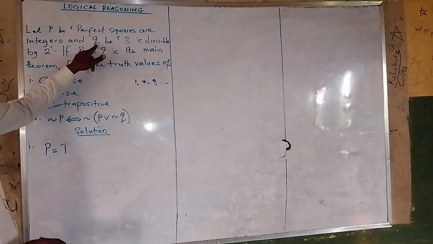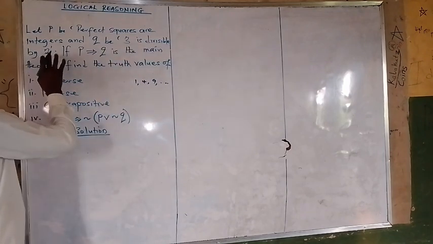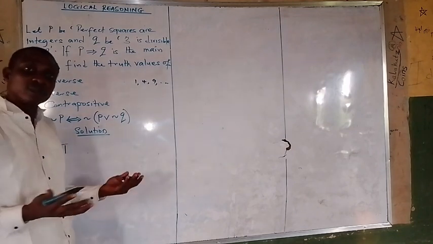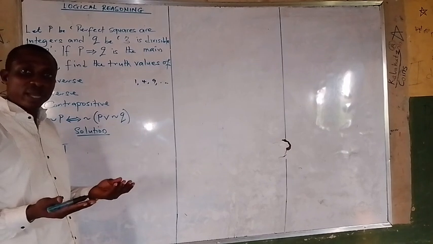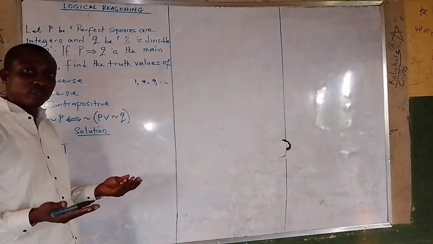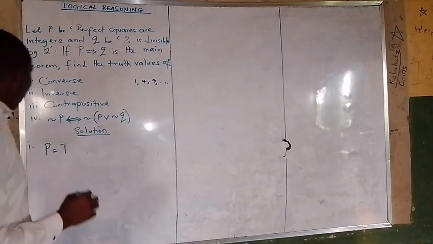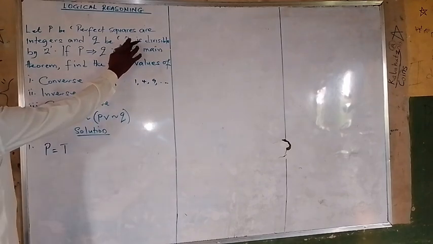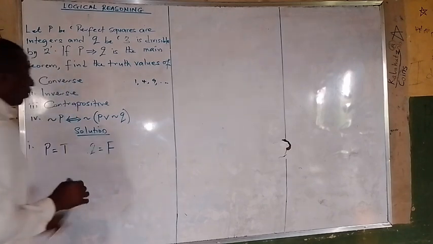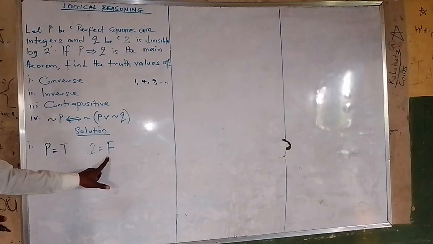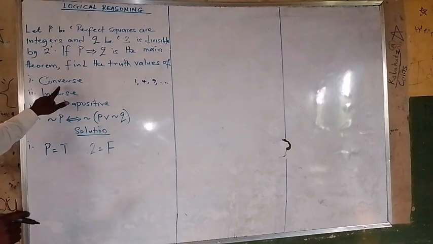Now we move down to the second statement, statement Q. Now, 3 is divisible by 2. Is that statement true? Is 3 divisible by 2? No, it's not divisible by 2. If you make an attempt at dividing it by 2, there will be a remainder of 1. So that means it is false that 3 is divisible by 2. So Q will be F. F means false. Alright.